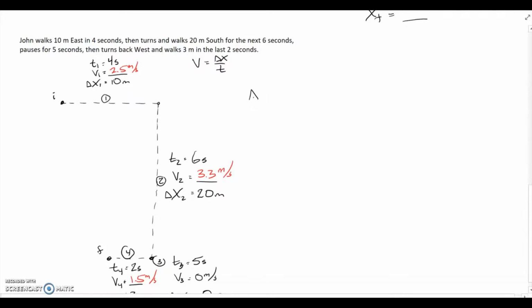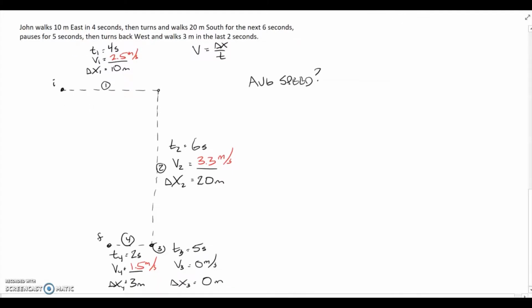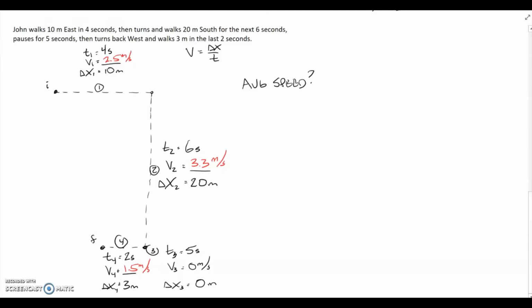Well, so what's my average speed? Some people would take all 4 of those speeds, 2.5, 3.3, 0, 1.5, add them all up and divide by 4, which is taking an average of 4 speeds. However, it doesn't account for the fact that they're happening for different times, and I think that's what's confusing. So what we need to lean on is our definition of average speed. Average speed is always our total distance over the total time it takes.